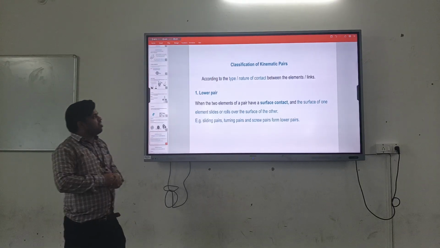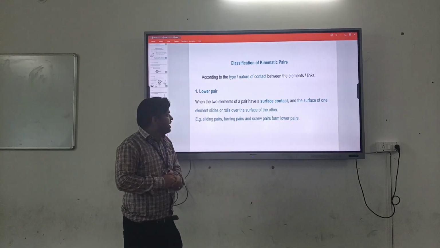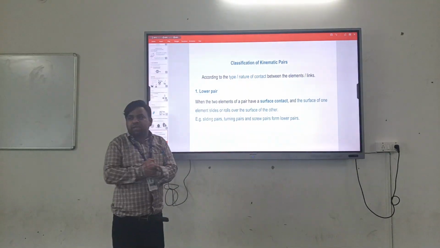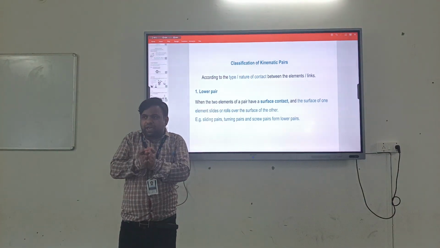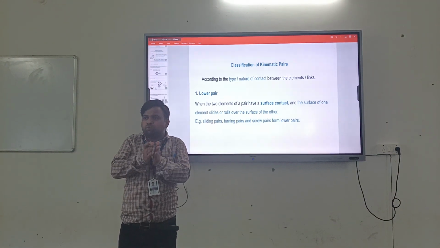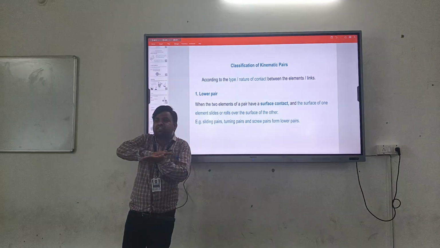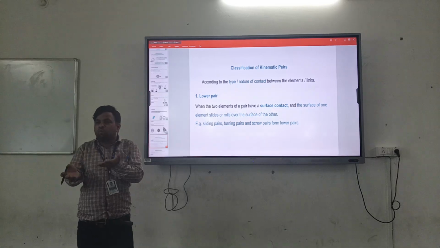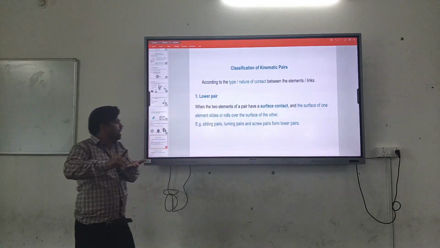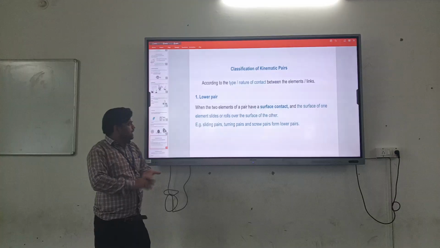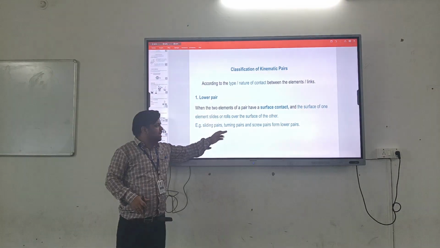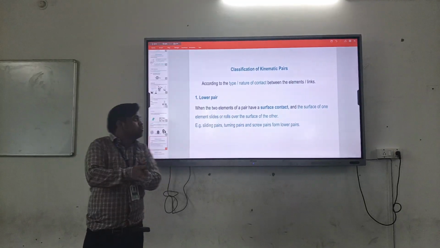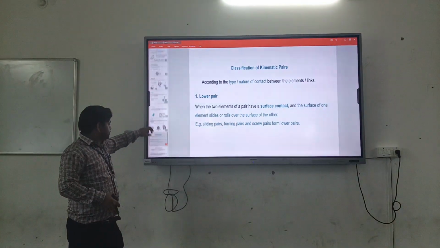Another is the classification of kinematic pairs by the nature of contact between the elements of the link. First is the lower pair. A lower pair means two links having motion in such a way that they have surface contact, where one element slides over the surface of the other link. Example, sliding pair, turning pair and screw pair. They have surface contact, so it is called a lower pair.